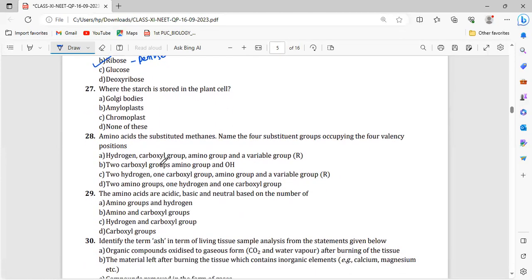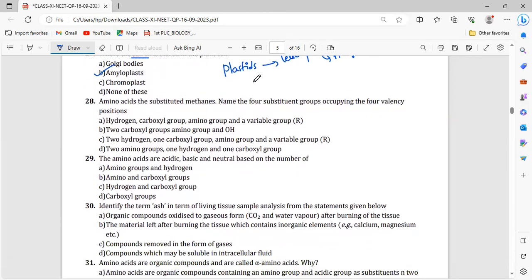27. Where is starch stored in a plant cell? So we know in the plastids, there are 3 types: chloroplast, chromoplast, and leucoplast. Again in leucoplast, we have types of leucoplast based on the storage: aleuroplast, amyloplast, elaioplast. Among them, amyloplast will store starch.